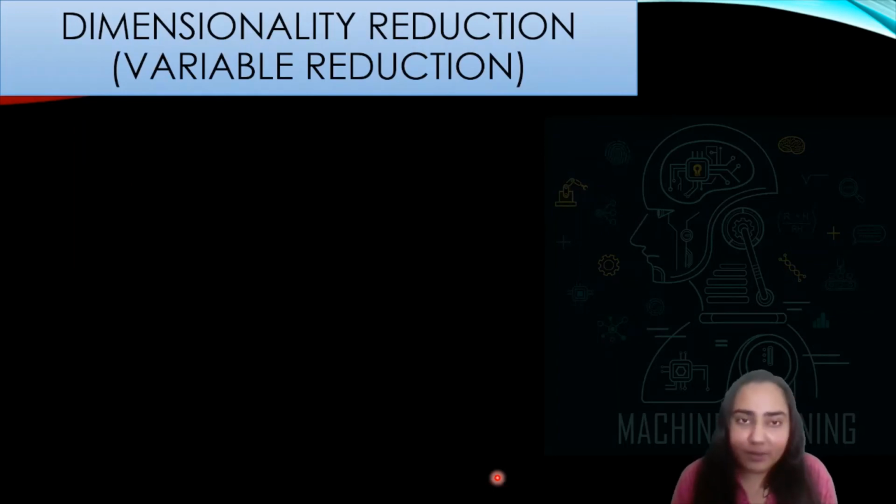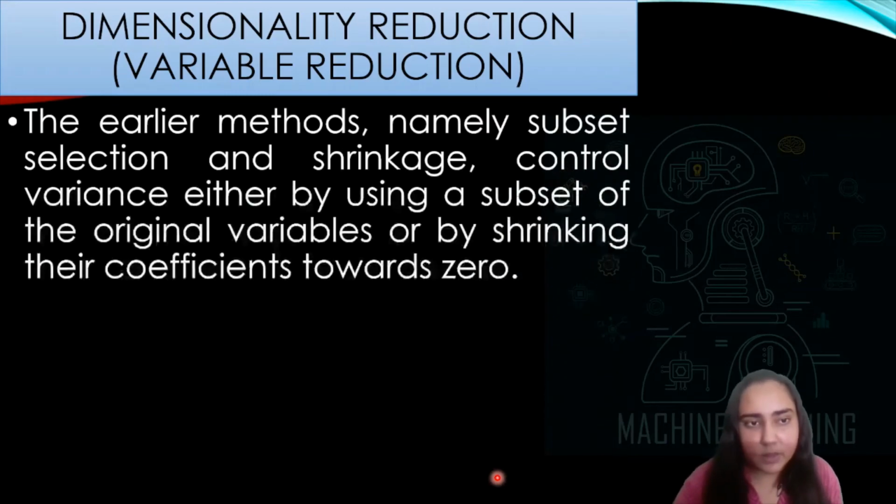The last method to improve the accuracy is known as dimensionality reduction, which is sometimes also called variable reduction. So the earlier methods which we saw, subset selection and shrinkage, control variance, either by using a subset of the original variables or by shrinking their coefficients to 0, right? The shrinkage approach was reducing the weight associated with that variable in order to diminish its importance. And in the other approach we saw, subset selection, we reduced the number of variables, the parameters that we were using, one by one.